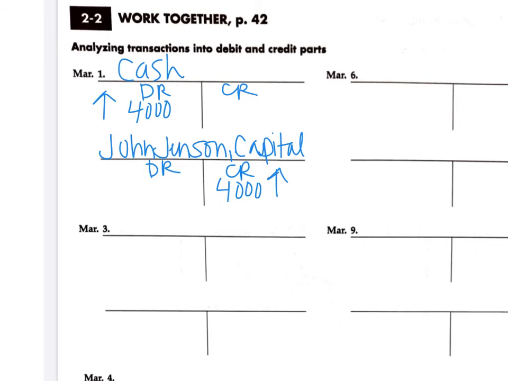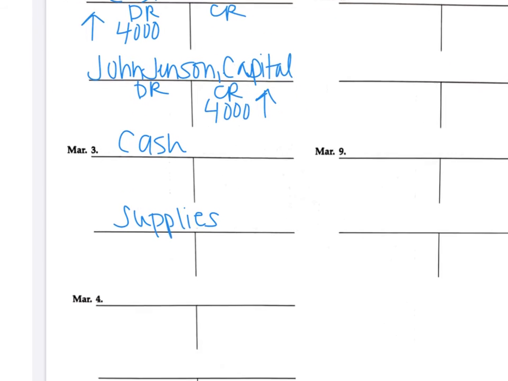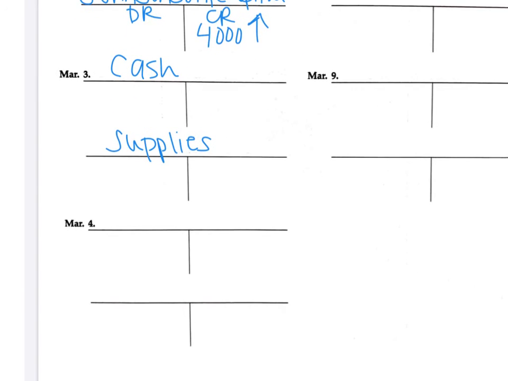Okay, moving on to March 3rd. Paid cash for supplies. So I know cash is going to be affected and supplies. Okay, this is like one of those wash equations because both of these are assets. So if I paid cash for supplies, that means that my cash would be decreasing. So if cash is decreasing, I would need to credit it for $95.